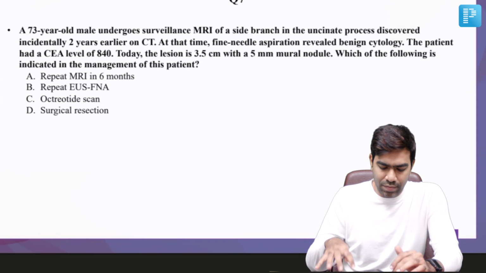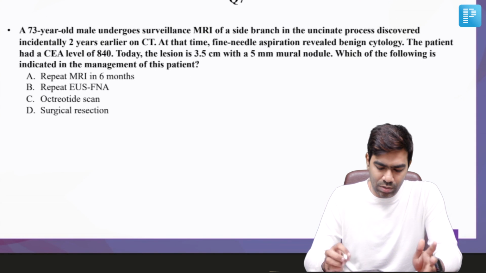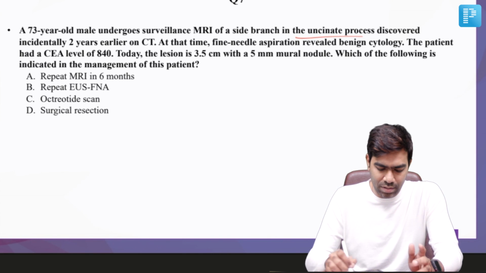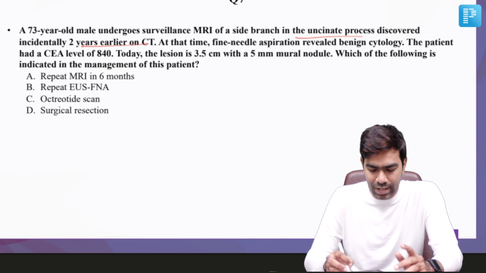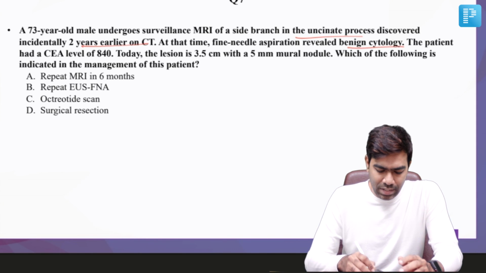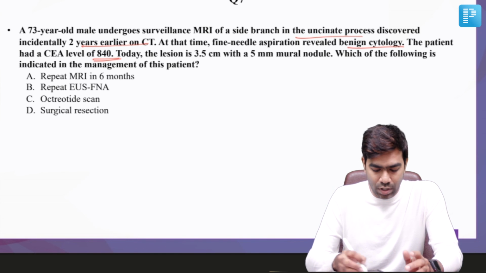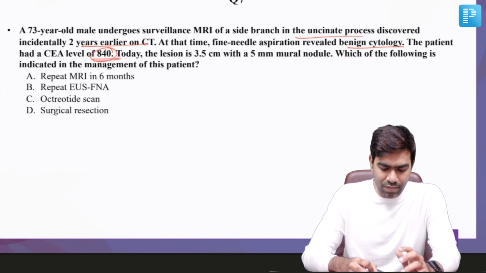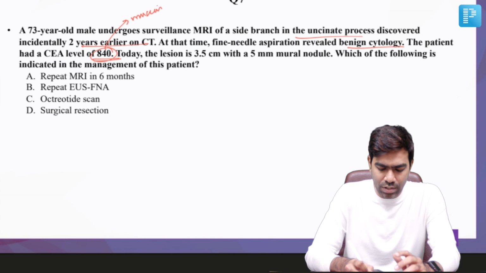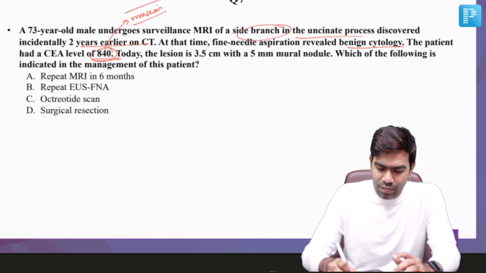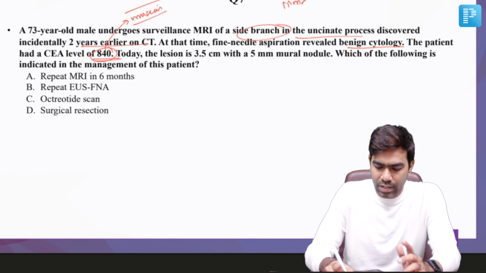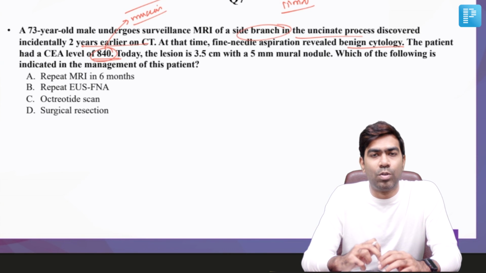And coming to question number 7, a 73-year-old male undergoes surveillance MRI of a side branch lesion in the uncinate process discovered incidentally 2 years earlier on CT scan. At that time, fine needle aspiration revealed benign cytology. The patient had a CA level of around 840. So whenever you have a cystic neoplasm of the pancreas, and if the CA levels are elevated, it often indicates a mucinous tumor, because it's involving a side branch, which means it's involving a duct. So this must be an intraductal papillary mucinous neoplasm.